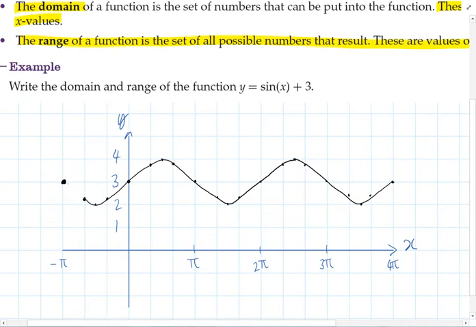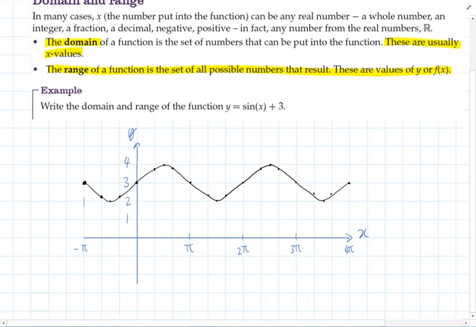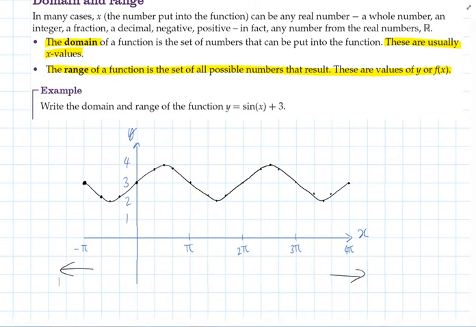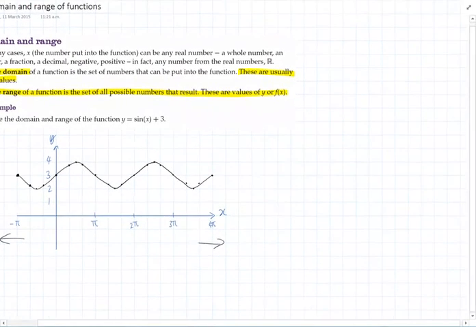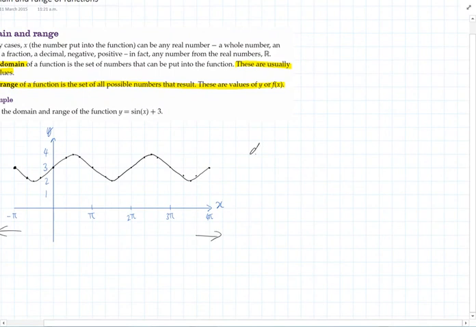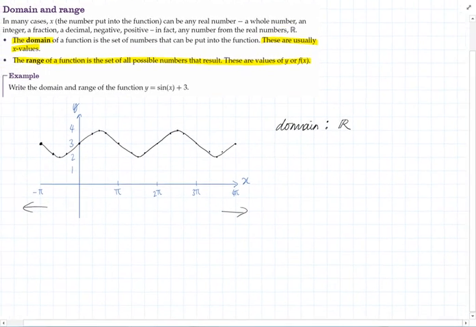Okay, so with this particular graph, if we're thinking about our domain, well, it goes infinitely in this direction and infinitely in that direction, and the input can be any number, rational or irrational. And so for this particular function, our domain is simply going to be all real numbers. So the domain of this graph is going to be all real numbers, and they can be rational or irrational.